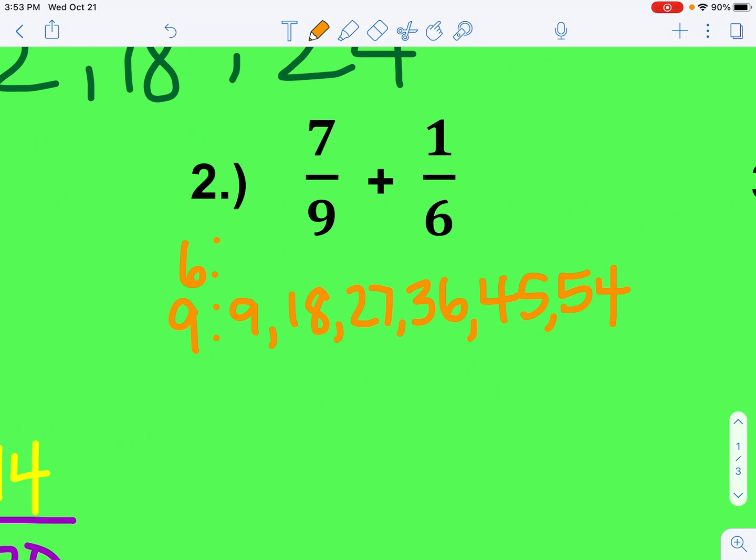Now let's count by 6s. So the first number that I have, I'm going to stop. 6, 12, 18, and I see I have 18 in this 9s list. So my denominator is going to be 18.